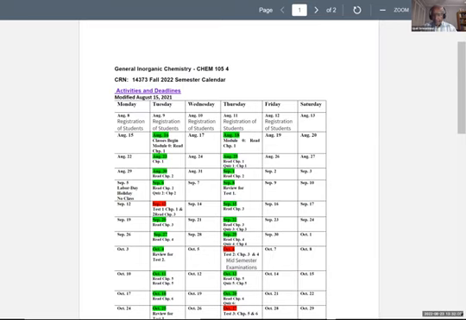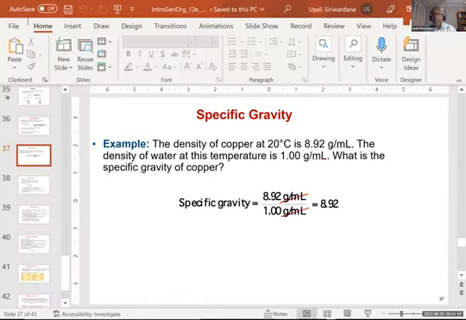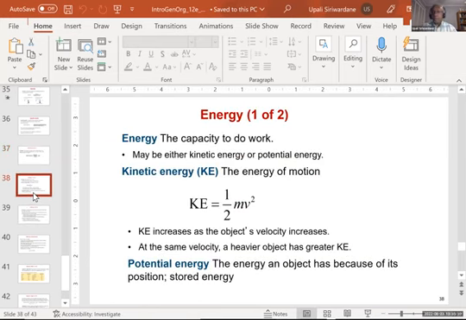I'm going to go to the PowerPoint slide here. Can you see it, specific gravity? Yes. Okay. We go over this. I think we need to start from energy. We're going to start energy right today.